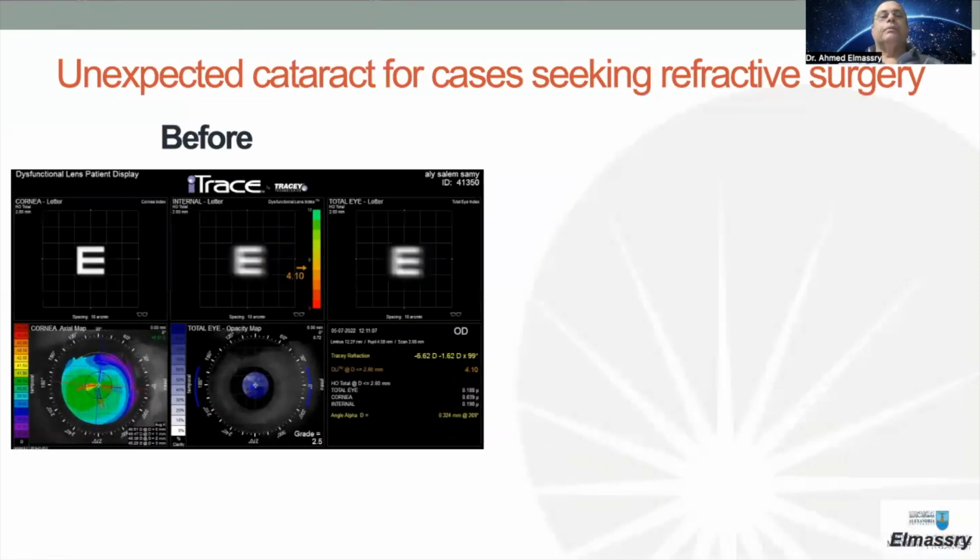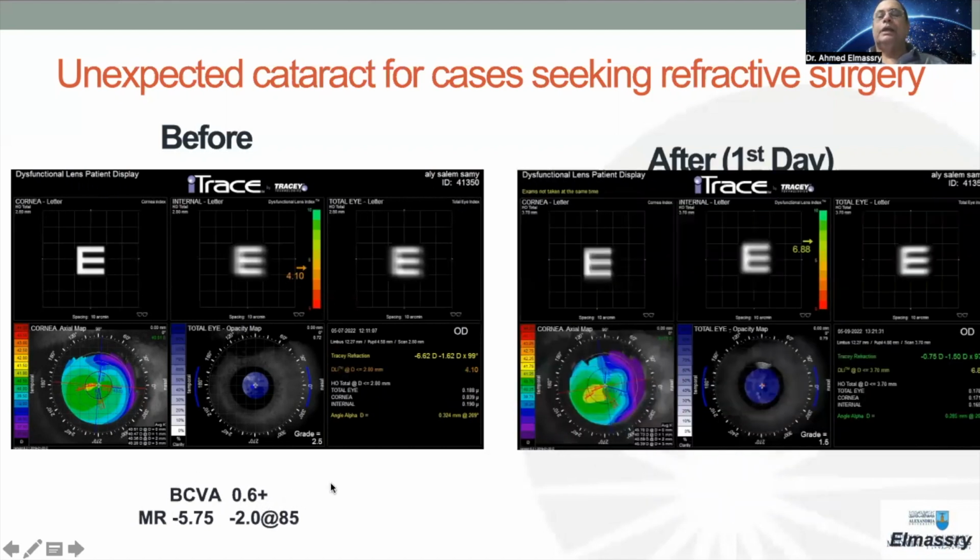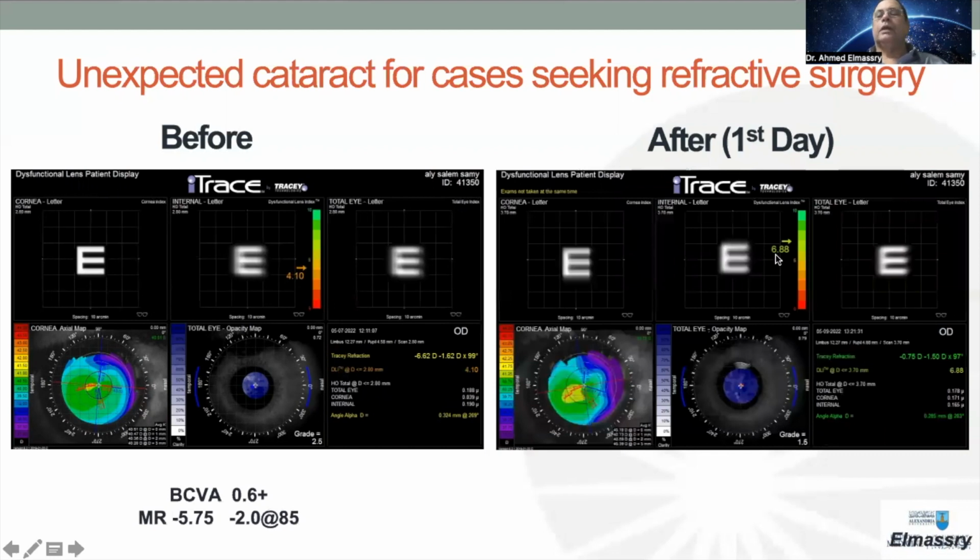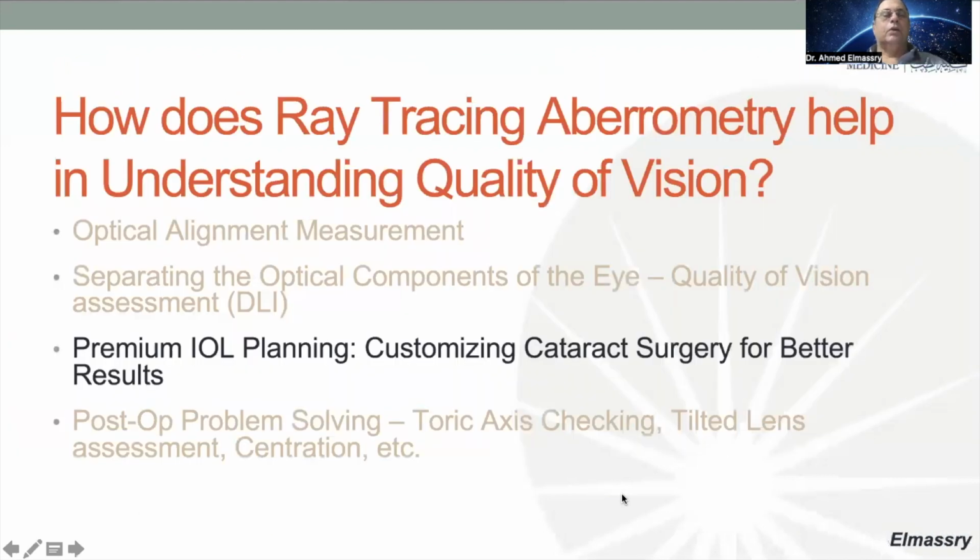So, the unexpected cataract for cases seeking refractive surgery. This patient is asking for refractive surgery with this refraction, but his cornea is okay, and again his lens is opaque, with the best corrected visual acuity reaching 0.6. One day after surgery, there is improvement of the dysfunctional lens index and improvement again of the visual acuity and better refraction. So here the problem again was in the lens and not in the cornea.